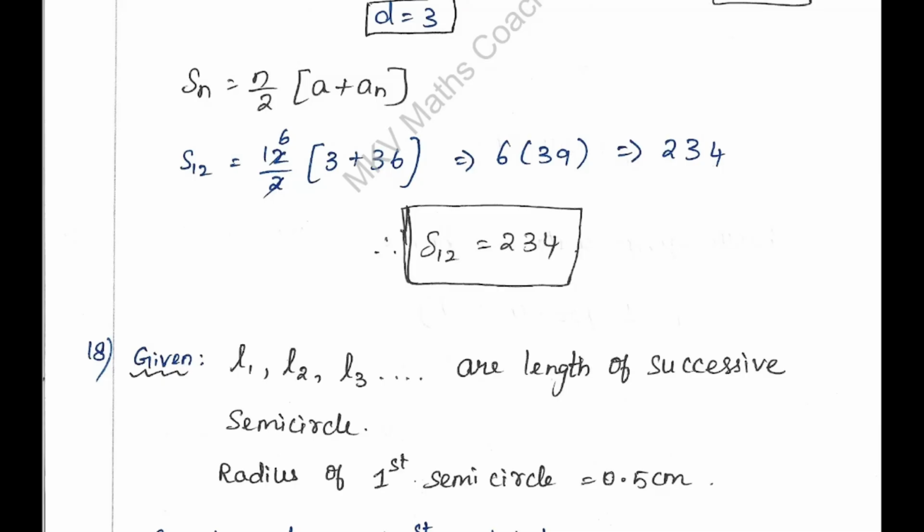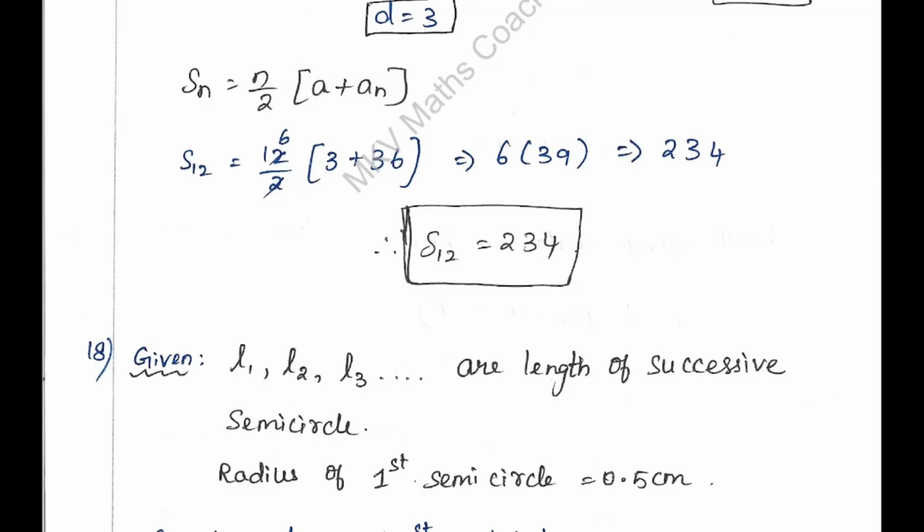Like L1 is a semicircle. Just check out your figure. L1 is the first semicircle, L2 is the second semicircle, L3 is the third semicircle, L4 is the fourth semicircle. It goes on like this, no? So what is the total length of such a spiral made up of 13 consecutive semicircles? So till we have 13 semicircles, that is till L13, right?